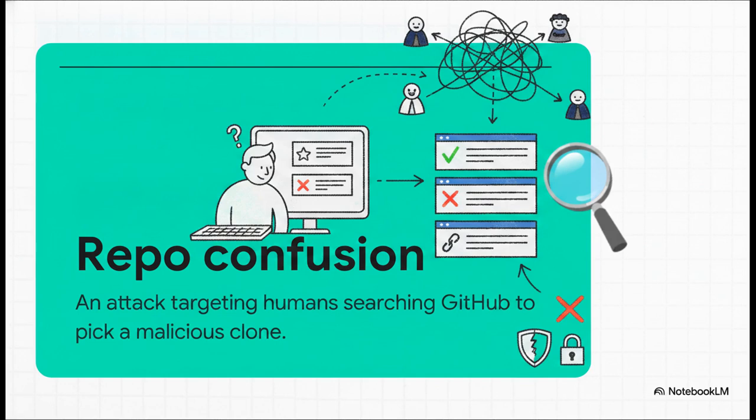And this brilliantly illustrates a growing threat the industry calls repo confusion. Unlike those super sophisticated hacks that compromise automated build systems, repo confusion relies entirely on social engineering and visual deception. It targets you, the human sitting at the keyboard, typing a query into the GitHub search bar, and simply picking the wrong result from the dropdown. The attacker is totally betting on you moving too fast to notice the subtle discrepancies.